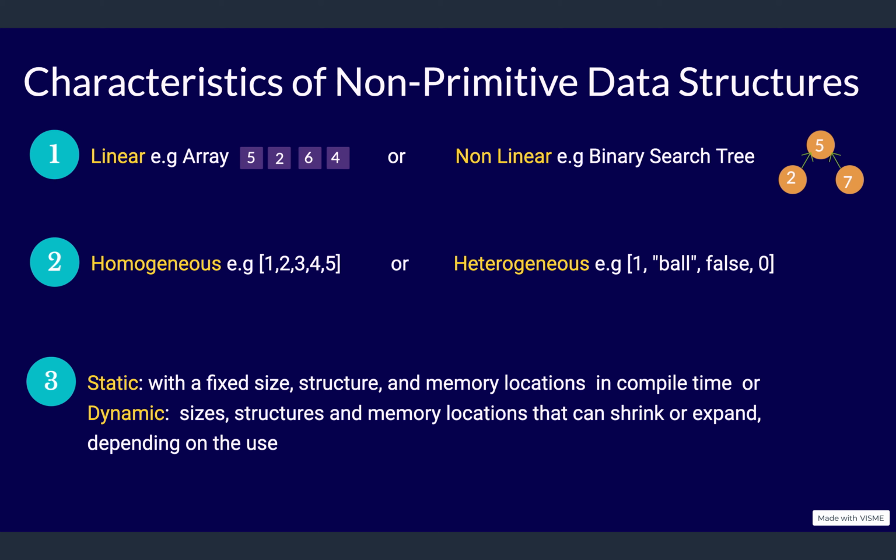A non-primitive data structure can also be static or dynamic. Being static means the data structure has a fixed size, structure, or memory location at compile time. So once any of these has been predefined, it cannot change.